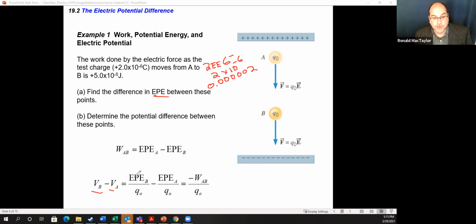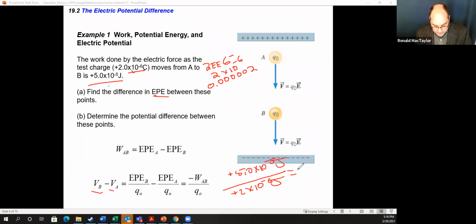So find the difference in electric potential energy between the 2 points. So voltage is electric potential energy per unit charge, or work per unit charge. So here what we want to do, we have energy in joules. We have the unit charge. So joules per unit charge, so positive 5 times 10 to the negative 5th joules divided by positive 2 times 10 to the negative 6th coulombs.